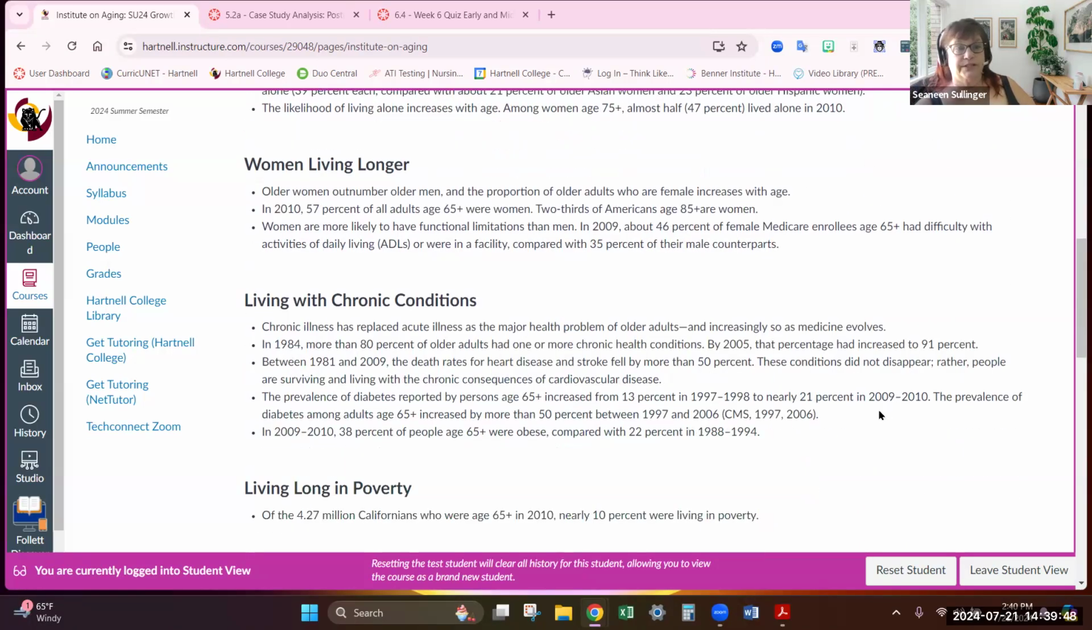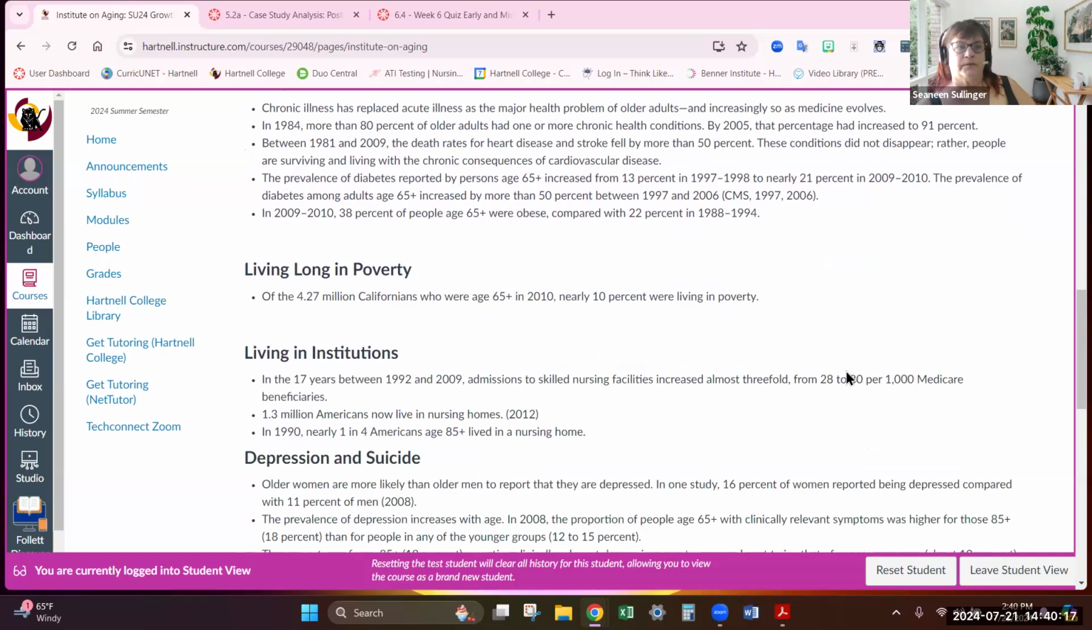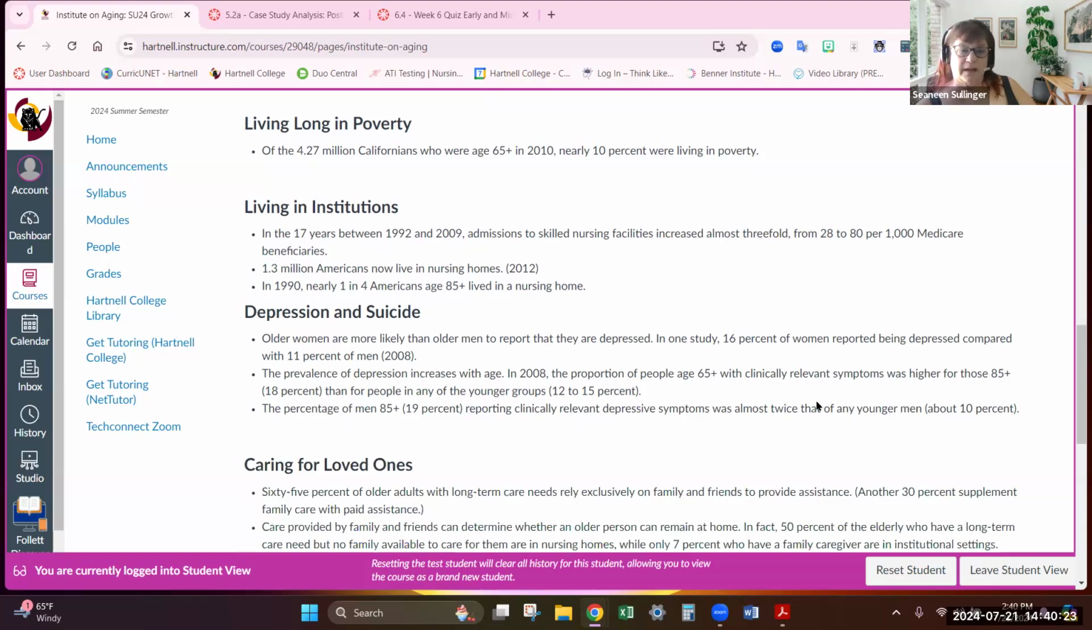Living with chronic conditions, so chronic illness, that's a problem. You would think that would maybe push the older age range lower because people are sick, but we have some great medical advances and standards of care that we as health professionals can promote, health promotion again. And so I think we're learning to manage those, and so we're living longer with those conditions. Living in poverty, living in institutions, skilled nursing facilities, depression and suicide can be issues for older men and women.